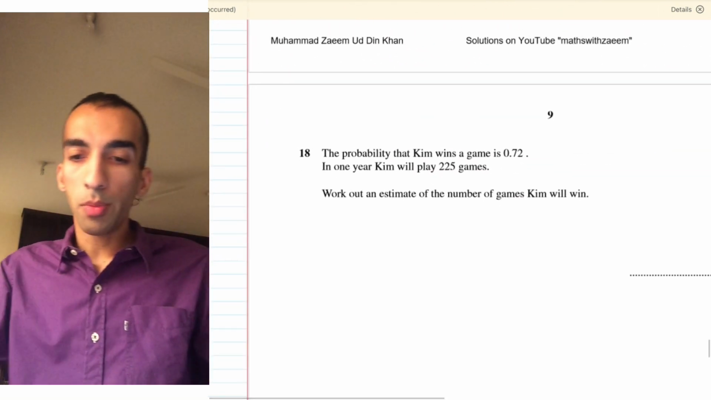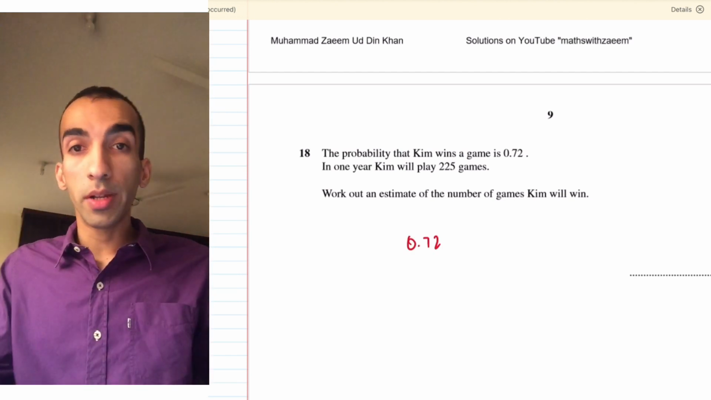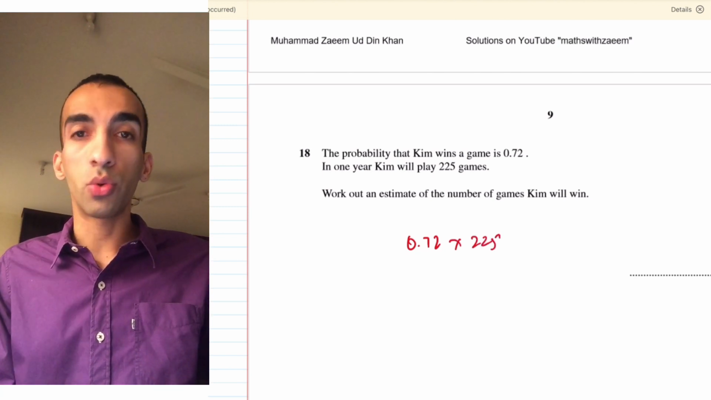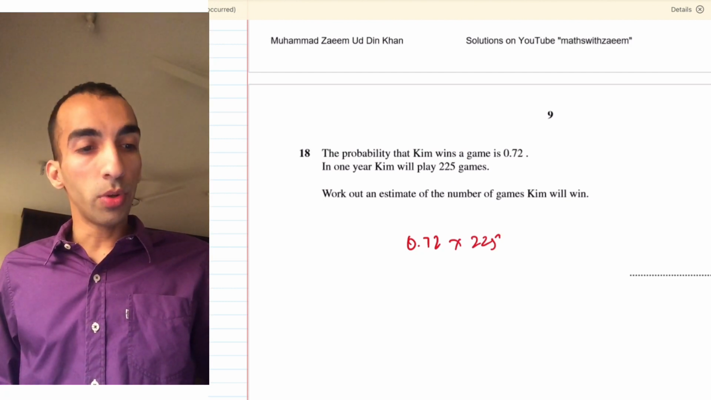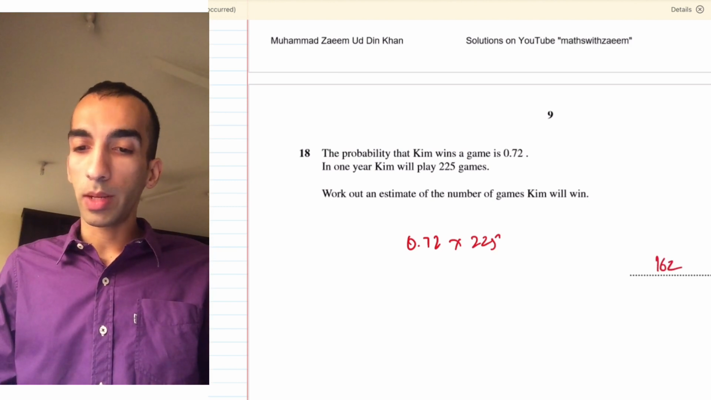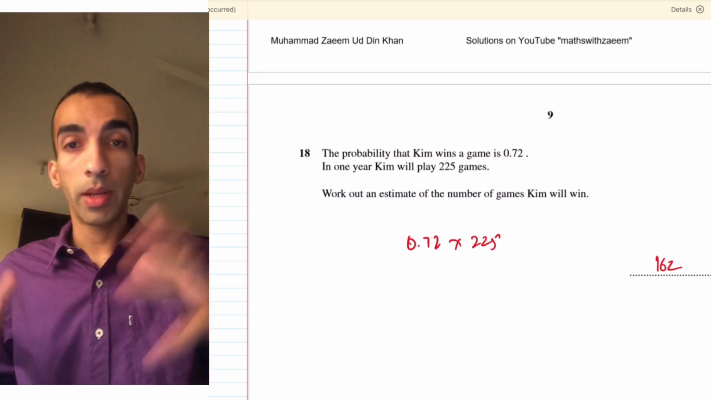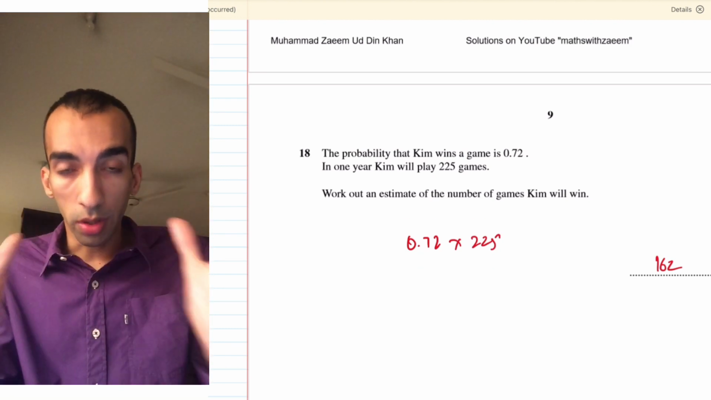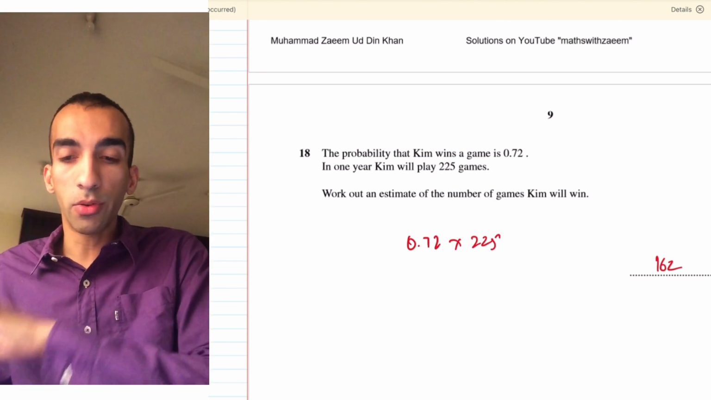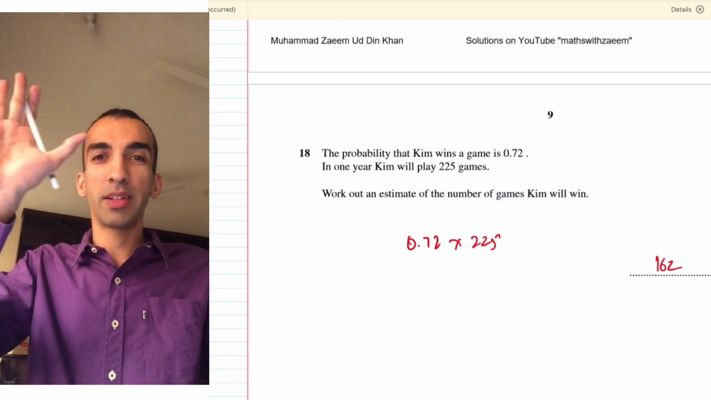The last question: the probability that Kim wins a game is 0.72. In 1 year, Kim will play 225 games. Work out an estimate of the number of games Kim will win. You simply multiply this value with 225. Why? 0.72 is the probability of winning one game. 225 is the quantity of games that she is playing. The probability won't change; every single time the probability is going to be the same. You simply multiply to end up with the answer 162. Hope it made sense. Khuda Hafiz and take care.